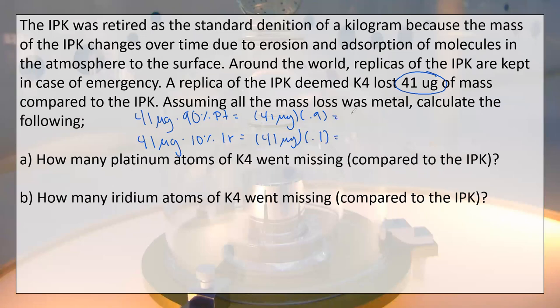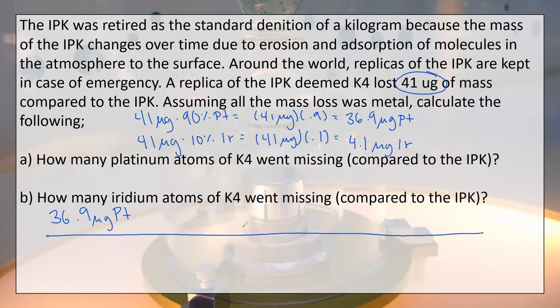And I get that 36.9 micrograms that went missing from the K4 were platinum, and 4.1 micrograms that went missing from K4 were iridium. And then it's just another mole problem, right? So let's start with platinum, 36.9 micrograms platinum. I'm going to draw my line and draw my other line.